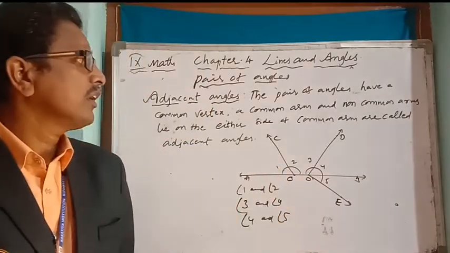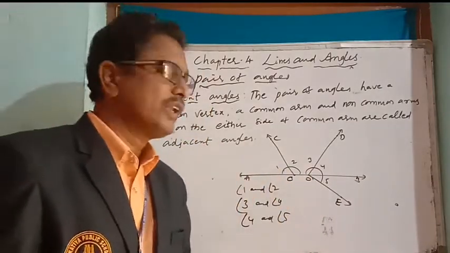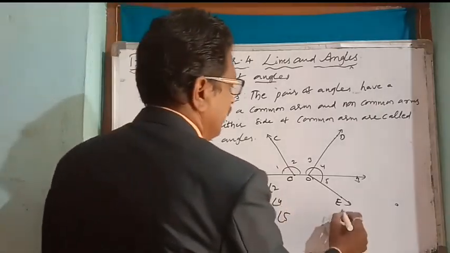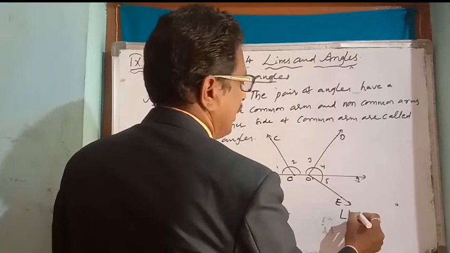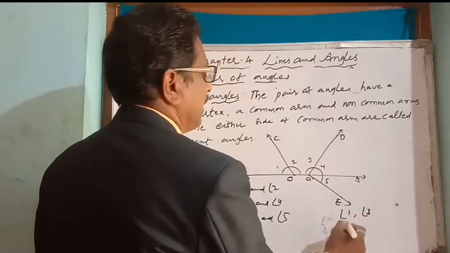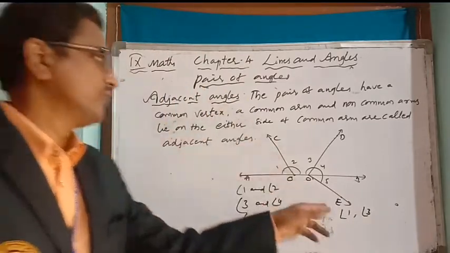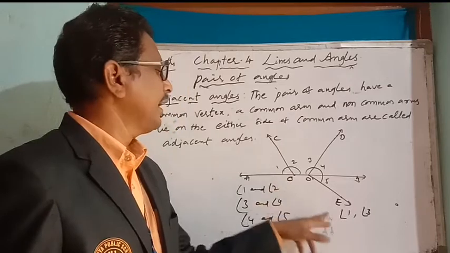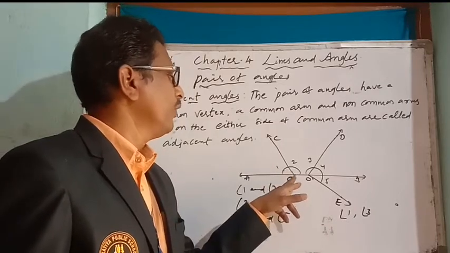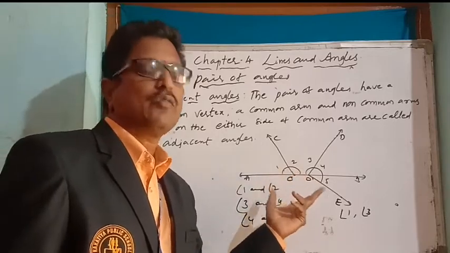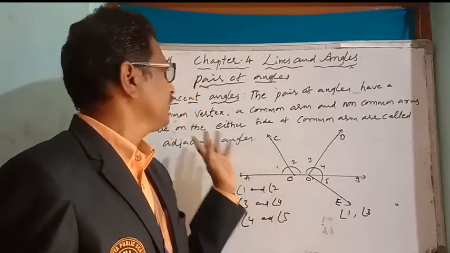Here, what are the non-adjacent angles? Angle 1 comma angle 3. Those are not adjacent angles. See, they have no common vertex. Angle 1's vertex is O, angle 3's vertex is O dash. So they do not have a common vertex, and they are not adjacent angles.